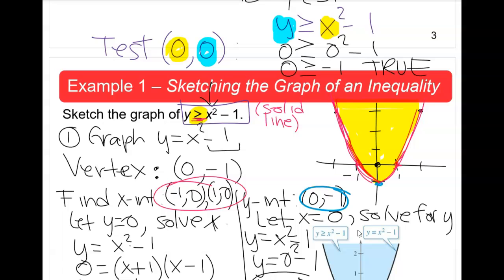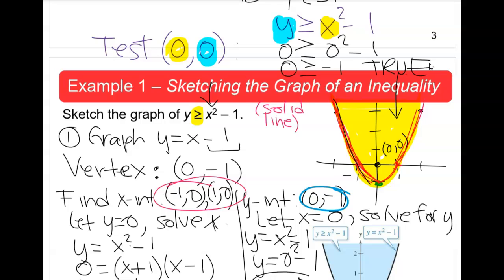So here's our point, (0, 0). And remember, we got a true statement. And so that whole area that I shaded or colored or highlighted, that is the solution. Will the line also be a solution? Yes, because of that equal part on the inequality symbol. So it does have the greater than or equal to.